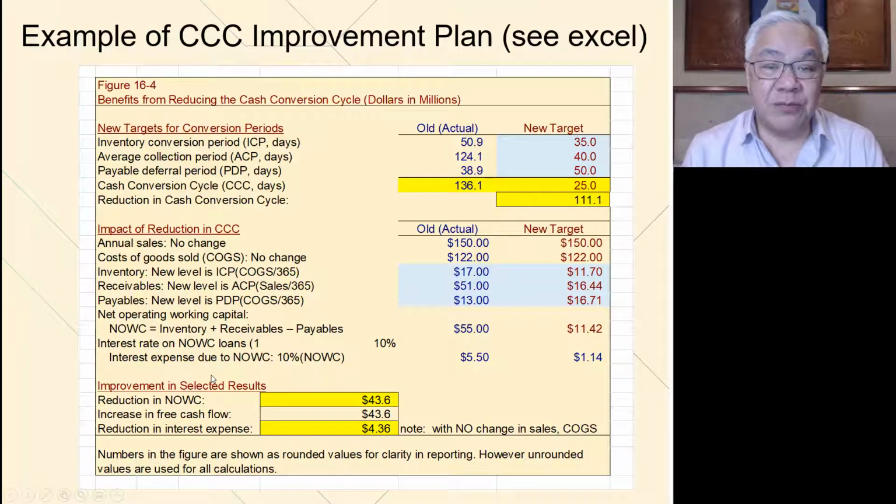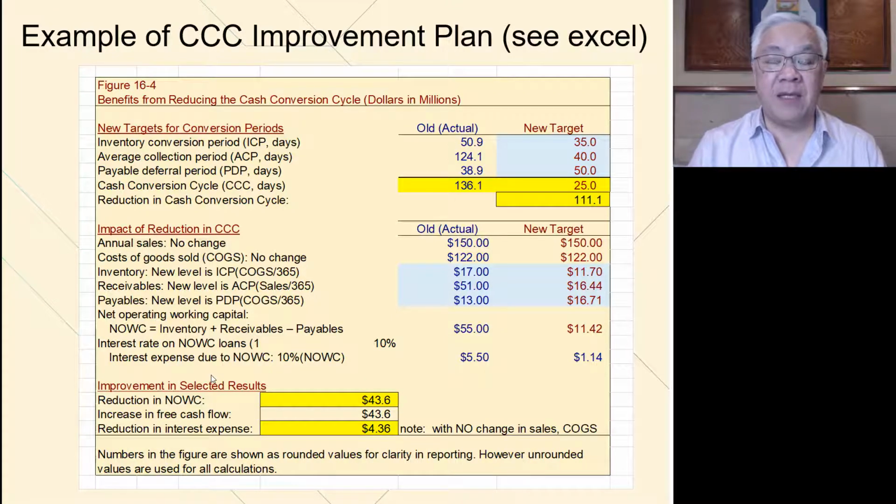How would we do such an improvement? Well, here is an approach where we create a spreadsheet where on top we have the actuals that we just derived. They may sound familiar, 50, 124, and 38. The biggest problem, as we saw, was the middle one, the average collection period. So we're going to set some new targets here.